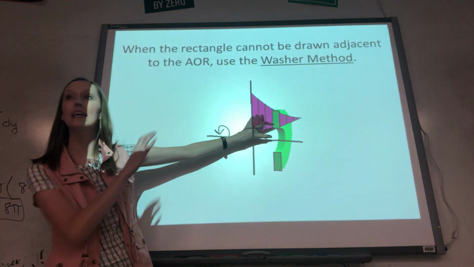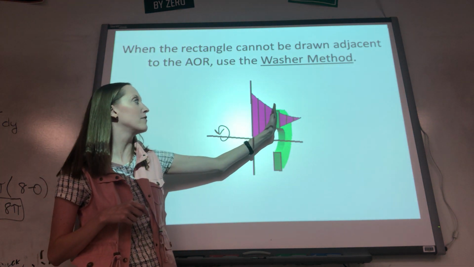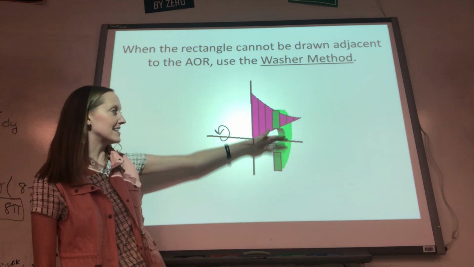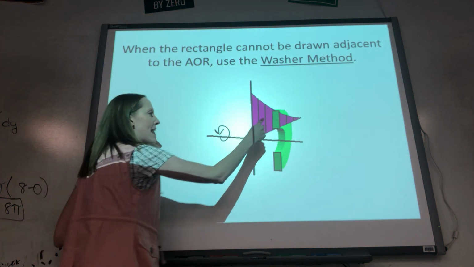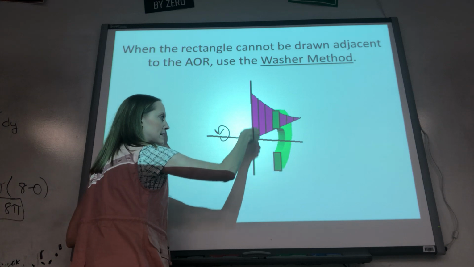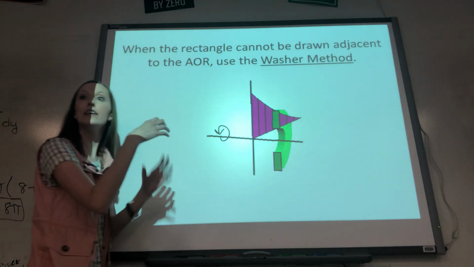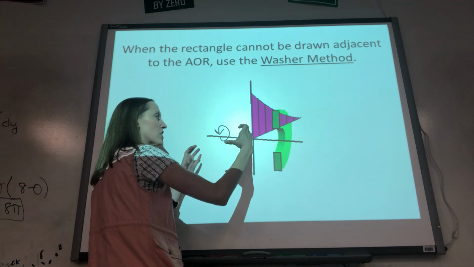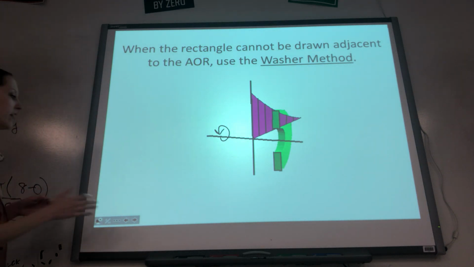So anytime there's a gap like that, and again, it has to be perpendicular, this is how I have to draw my rectangle. It has to be going this way if I'm spinning around the x-axis. Anytime there's a gap, that's when we use the washer method. If you imagine the rest of this, if they continued to spin this all the way around, it would form kind of like a donut, or in other words, a washer. You'd have a part on the outside that's circular, and then this open circle in the middle. So that's why we call it the washer method.